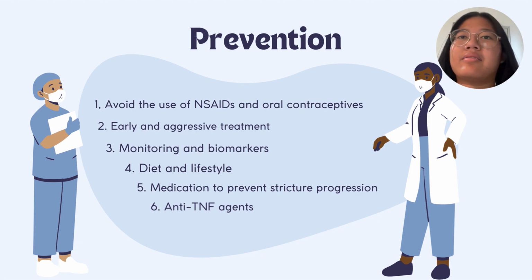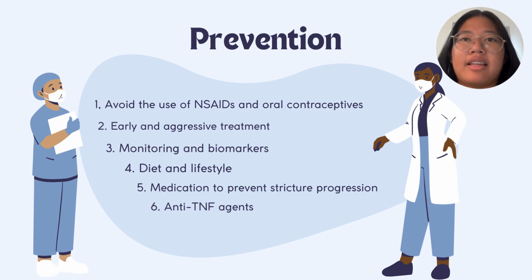Crohn's disease. So Crohn's disease has a complex etiology that involves immune system dysregulation, environmental variables, and genetic vulnerabilities, making prevention difficult. Nonetheless, a number of methods have been found that might lower the risk or postpone the disease onset, avoiding certain medications like oral contraceptives and NSAIDs.